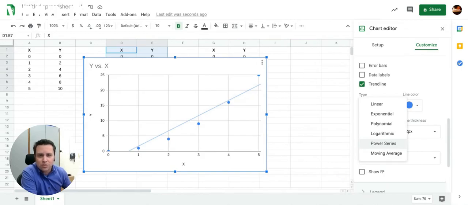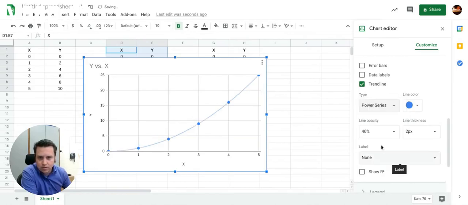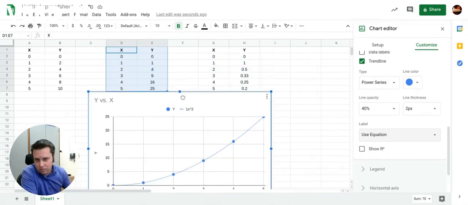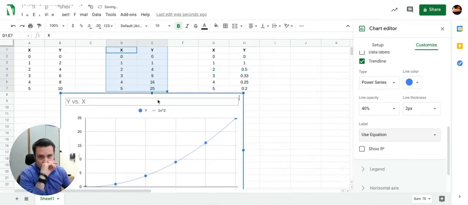Different apps sometimes call these different things. Power, I do believe, though, is a common occurrence. So just click power series. It fits it right to your data. Hit label it, use equation. There's your y equals 1x squared. There's your square that I was talking about. So this one it was polynomial, but if you weren't sure, the power one usually fits it perfectly for you. So basic 1 squared is 1, 2 squared is 4, 3 squared is 9, 4 squared is 16. So that one checks out.